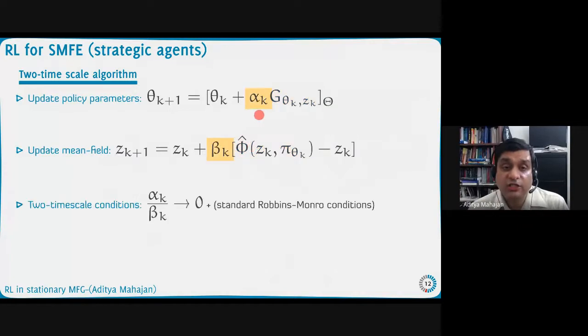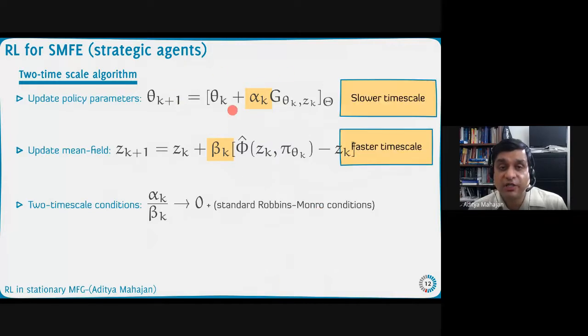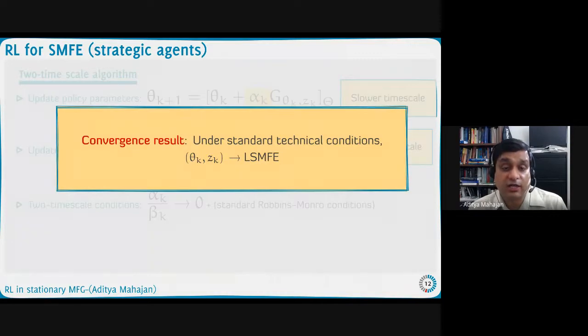And if I look at these two learning rates and I choose them such that the ratio of these two learning rates goes to 0, plus these learning rates follow the standard Robbins-Monro conditions, that would mean that the policy parameters are being updated at a slower time scale, and the mean field is being updated at a faster time scale. And that's the reason why beta k becomes much, much larger than alpha k. Then under standard technical conditions, I can argue that the pair theta k, z k would converge almost surely to a local stationary mean field equilibrium.